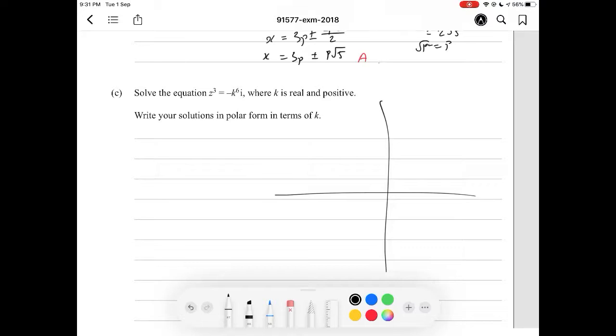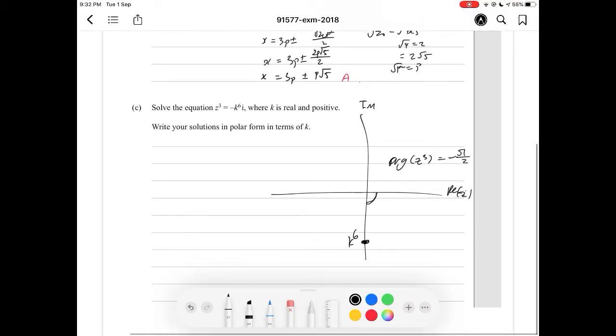So negative i is going to be lying somewhere here. This is the imaginary part, this is the real part. So negative i will lie below here. So this will be our k to the power of 6 here. Alright, so we know that the argument of z cubed is equal to this angle here, which is negative pi over 2.